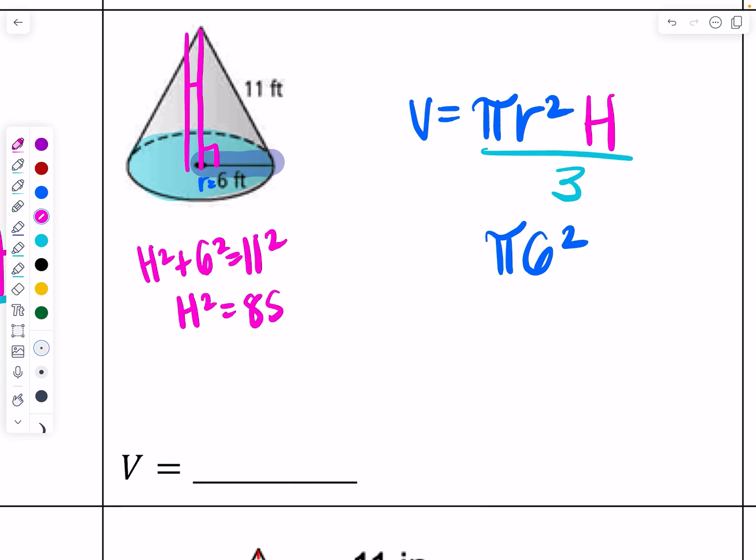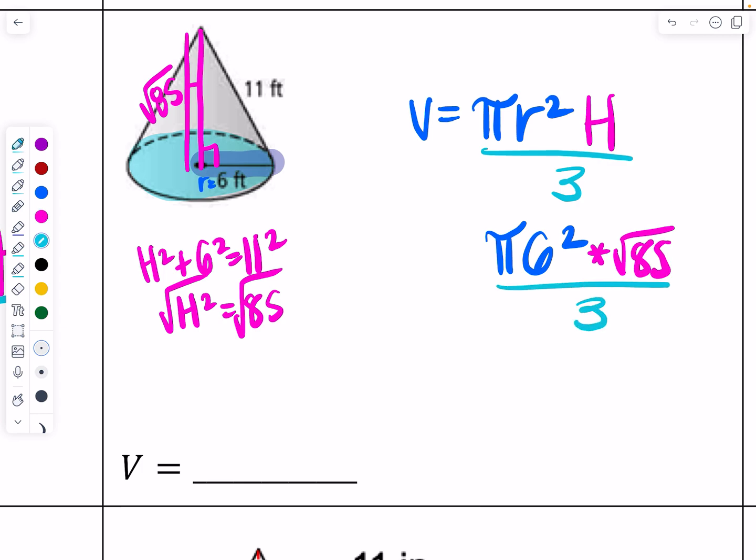So what is h? H is going to be the square root of 85, which we know is going to be a decimal. So I'm just going to leave that as the square root of 85 and round at the very, very end. So I'm going to multiply that by root 85, and then I end up dividing by 3. So y'all have done a fabulous job on finding calculator shortcuts to make this quicker. So we want to leave it in terms of pi. So I'm going to type in 6 squared times root 85 to see what that coefficient would be. 6 squared times the square root of 85.